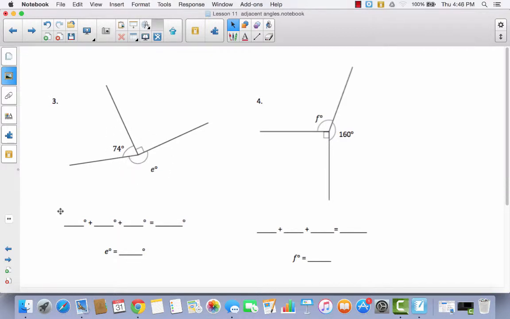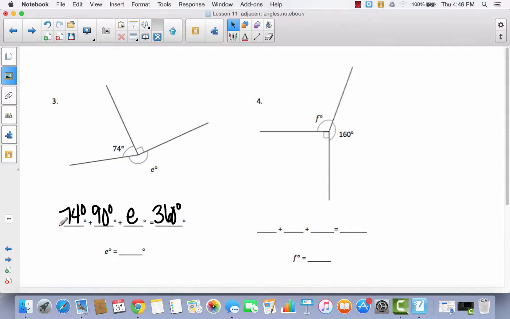All right, so first of all, you need to notice that all three of these angles represent a full turn. So I've got 74 degrees. This angle is 90 degrees, I can tell by the symbol. And then I've got angle E, and they equal 360 degrees altogether. If you had these in a different order, it would still be correct. It does not have to be in this order, but 360 does have to be over here all by itself.